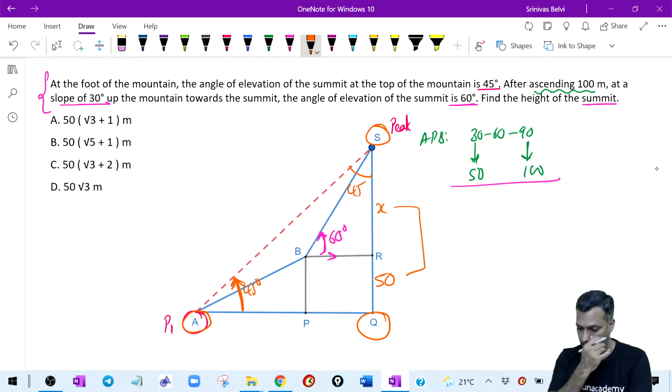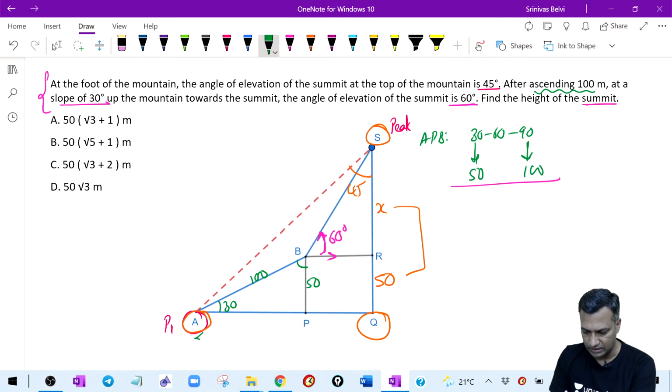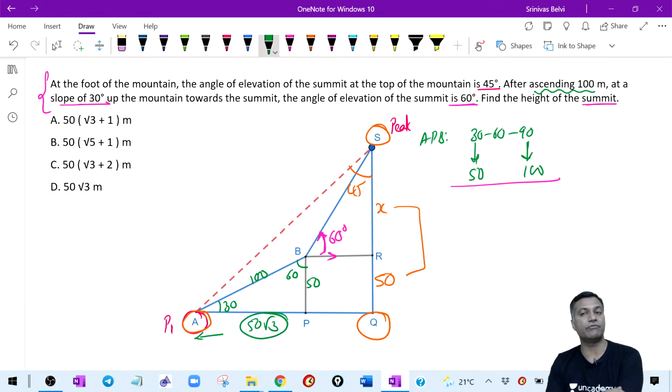Now listen to me very carefully. I knew that this is 100. Everybody listen, this is 100. This particular distance was given to me as 100, and I found out that this particular distance is 50, this angle was 30, and now I can find out this particular distance. What is this? Side opposite 60. This is 50 root 3.